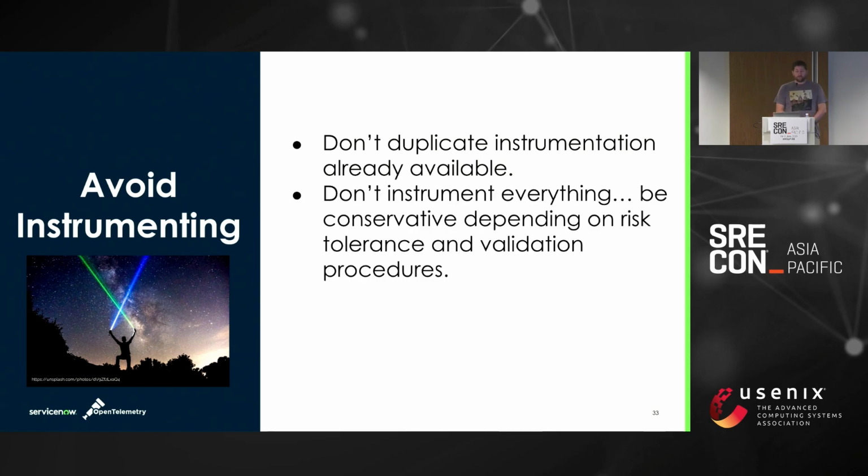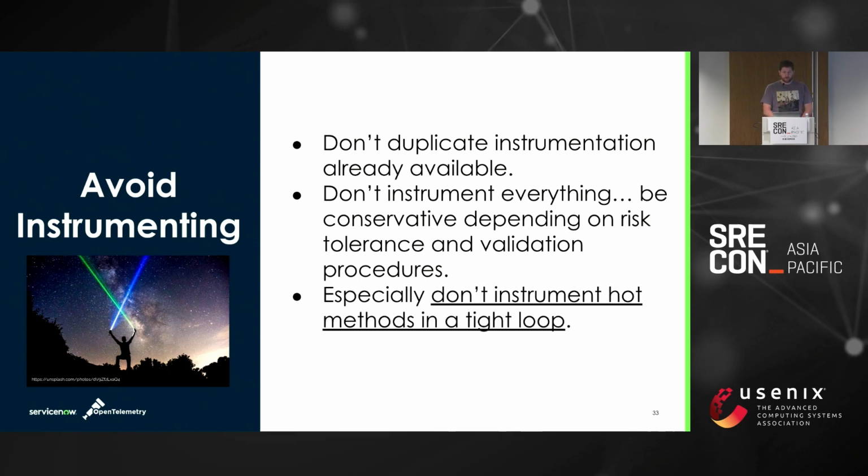Next, don't overdo it. Adding a span for a method that executes in less than a millisecond is probably not going to offer much insight when triaging an incident. This especially applies for methods in a tight loop. Instrumentation can degrade application performance. Finally, consider testing instrumentation changes in a pre-production environment to ensure that it doesn't cause performance or other problems.